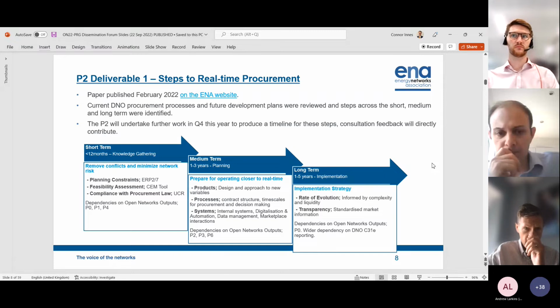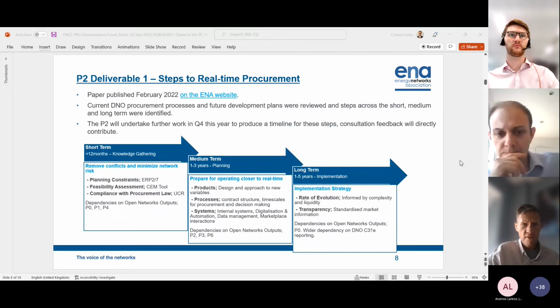So the first step for this year was to look at how we can move to real-time procurement and the necessary activities required to ensure this is a sustainable and efficient process. How we went about this: we reviewed the current procurement processes and development plans across the DNOs and the ESO, and we've developed a high-level overview of those steps, as outlined on the slide.